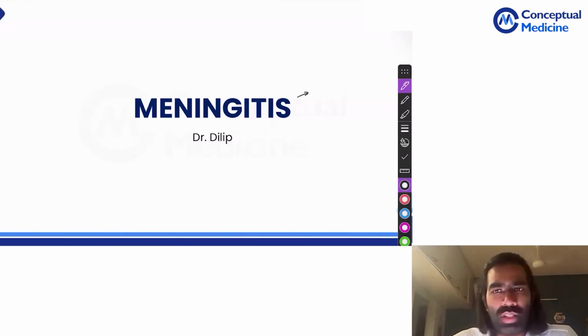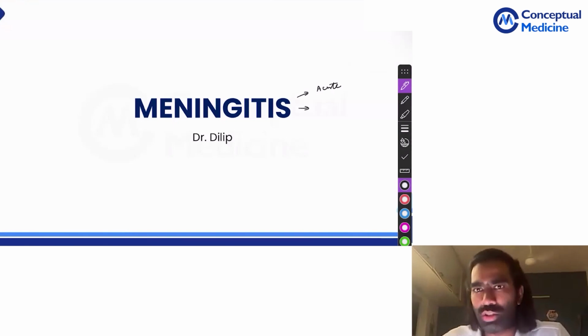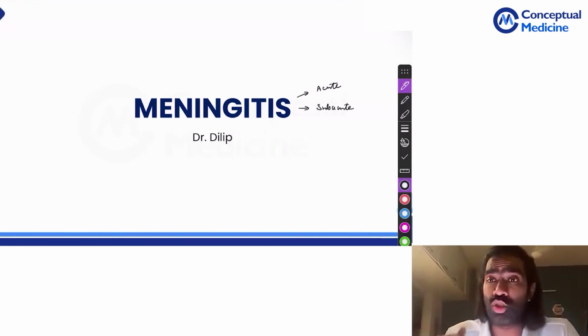So when it comes to meningitis, we're going to discuss the acute meningitis, which can be bacterial or viral or something else, but mostly it's going to be bacterial or viral. Then we have subacute forms of meningitis, where you're going to get cryptococcal meningitis, tuberculous meningitis, and all. But in countries like India, TB meningitis is so common.